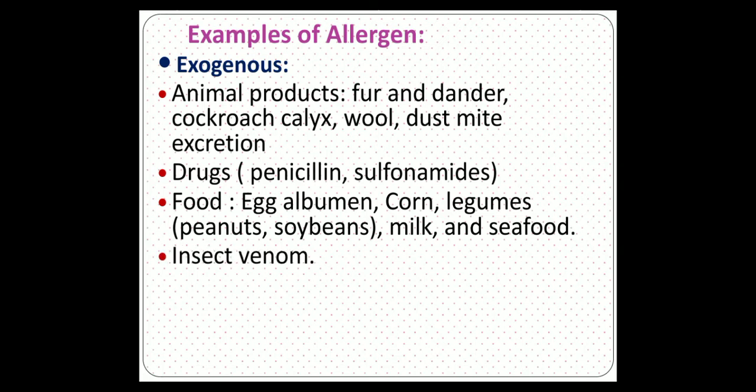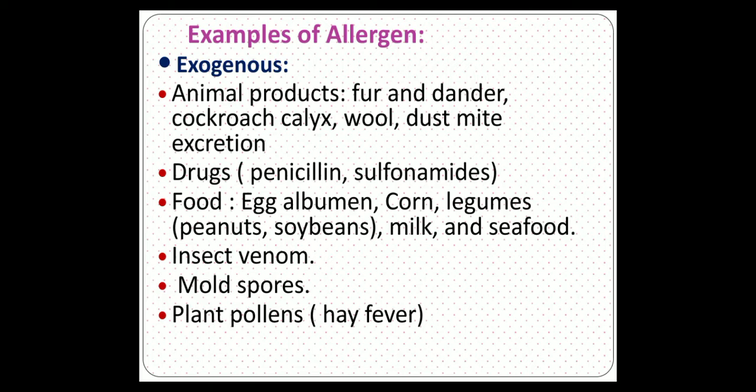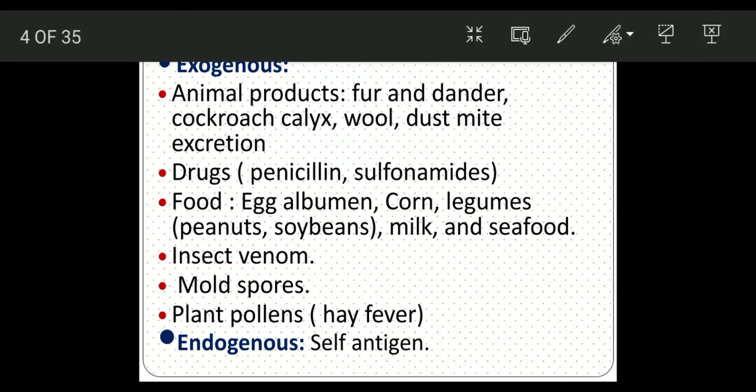The next is insect venom as well, mold spores, of course, plant pollens, hay fever. And another one is endogenous allergens. They are self antigens. Actually, they are the proteins, body proteins, the signaling proteins inside the body that sometimes act as the allergen for the body itself, and they are called the endogenous allergens.